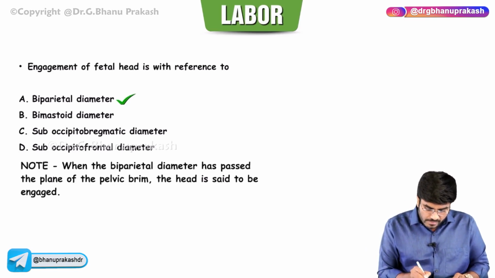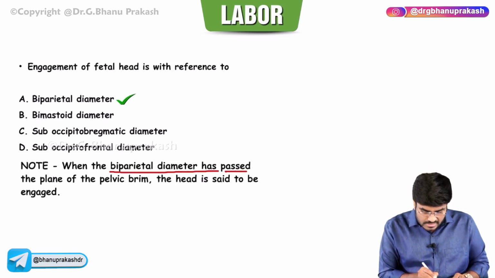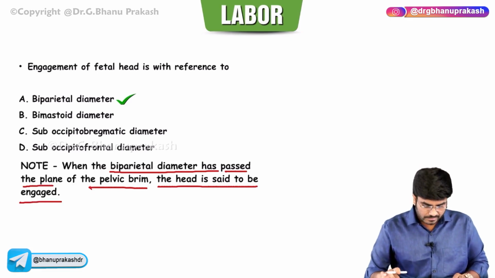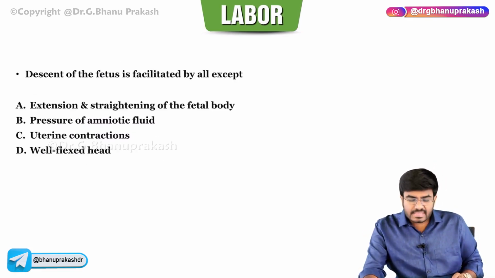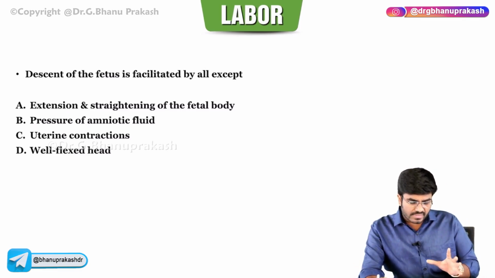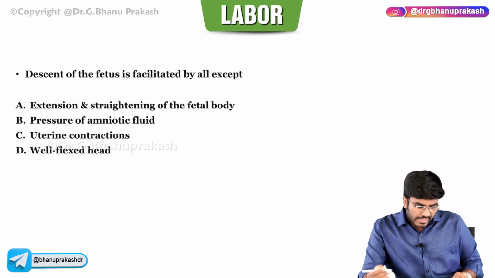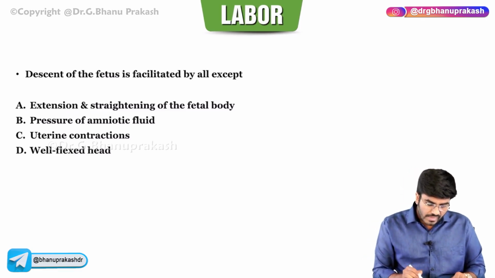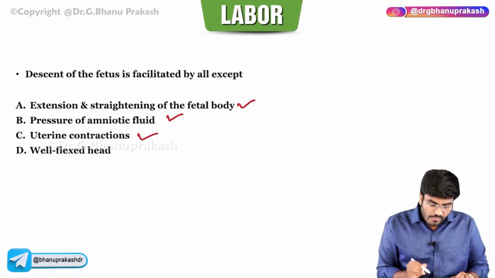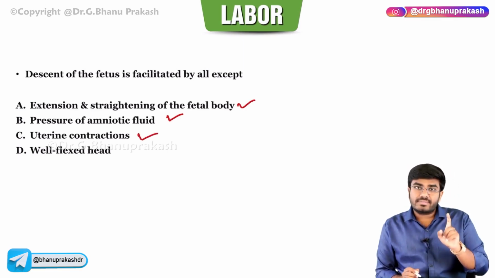Take this note: when the biparietal diameter has passed the plane of the pelvic brim, the fetal head is said to be engaged. Now, descent of the fetus is facilitated by all except: extension and straightening of the fetal body, true; pressure of the amniotic fluid, true; uterine contractions will push the baby down, true; well flexed head. Guys, wait.